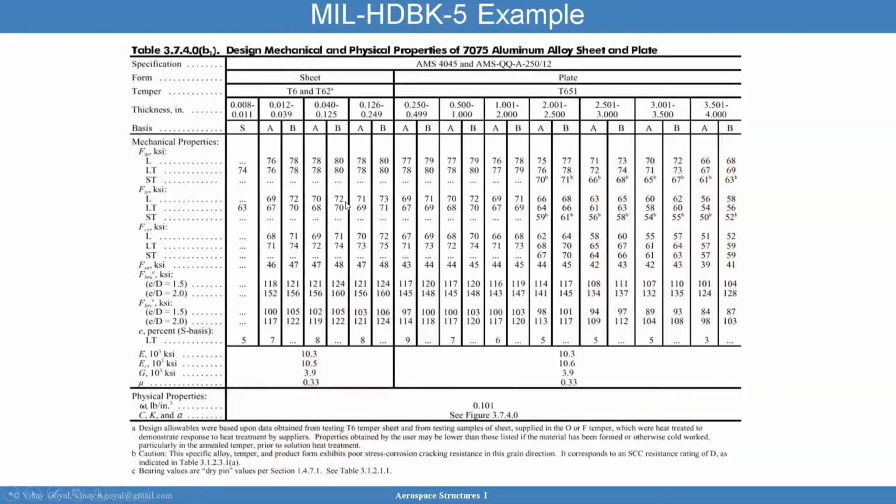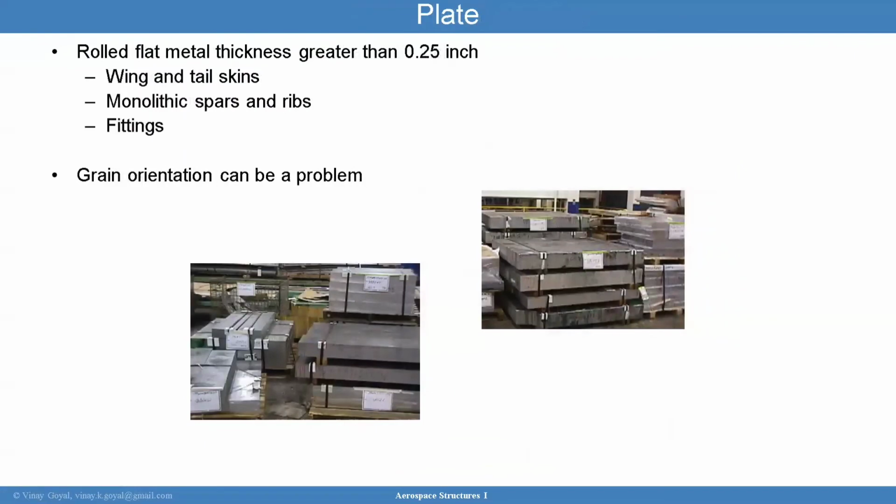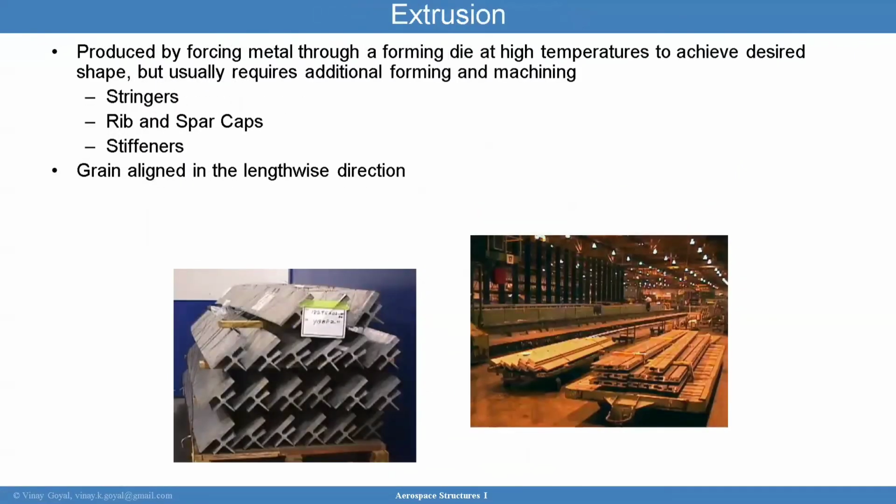You can see here that when I go to plate, I start to get some brittle behavior, but sheet has great ductility in general. And so it can get some trouble. The grain orientation can be a problem. The extrusion process is usually produced by forcing metal through a forming die at high temperatures to achieve the desired shape, but usually requires additional forming and machining.